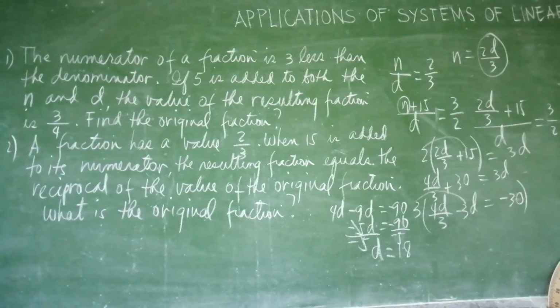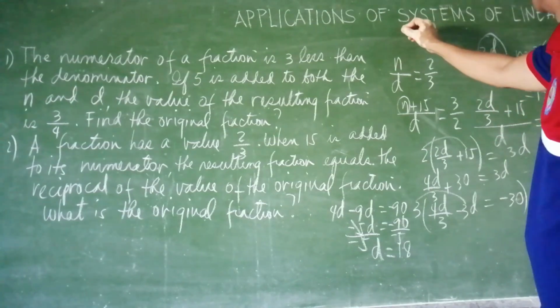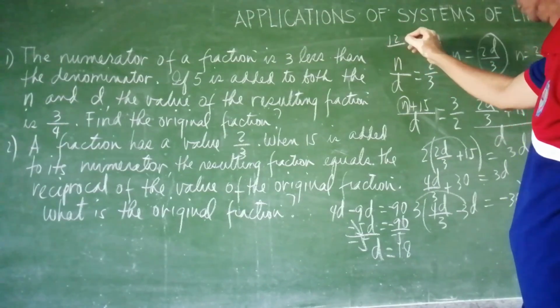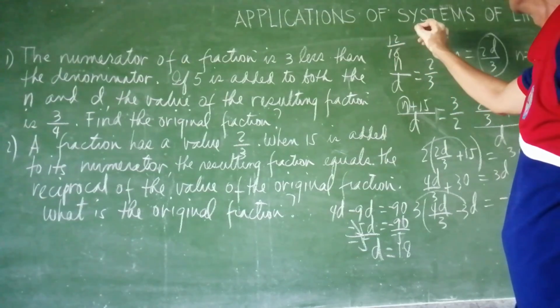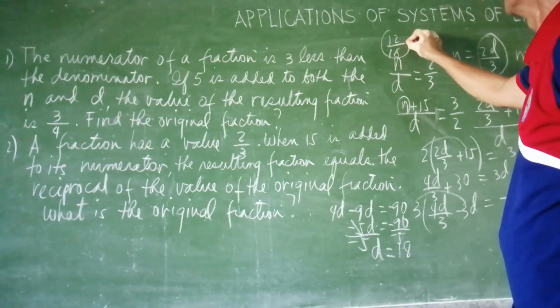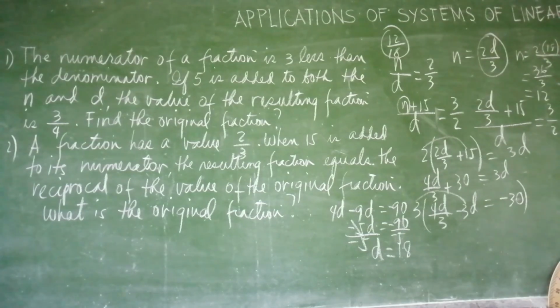So your denominator is 18. Substitute it here so that n will be equal to 2 times 18 over 3. So that will be 36 over 3. That will be equal to 12. So the fraction will be 12 over 18. Okay, this is the original fraction, 12 over 18.